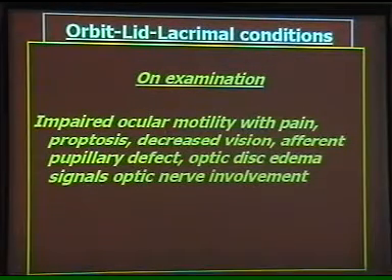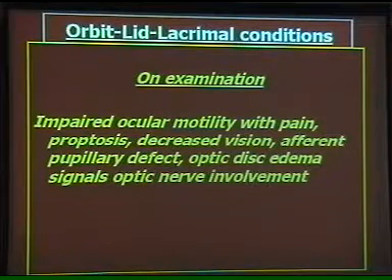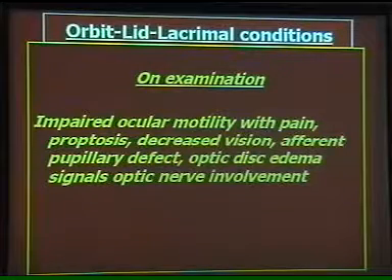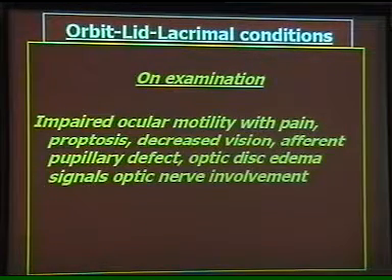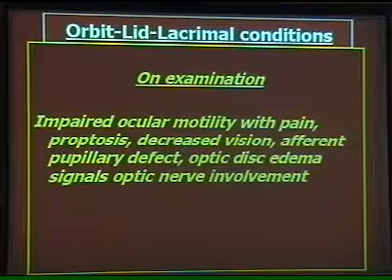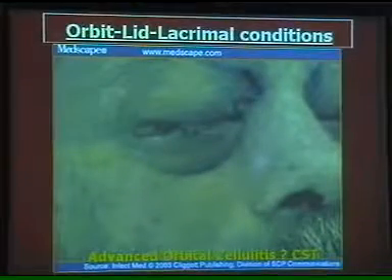Now in examination in orbital cellulitis, there could be impaired ocular motility. Now it's an important sign because that shows the involvement of the muscles. There could be pain, proptosis, as we have seen in the earlier picture, decreased vision, and in advanced cases, afferent pupillary defect, disc edema, and so on and so forth. But of course, at your level, it's important to diagnose preseptal and to differentiate it from the orbital cellulitis. Orbital cellulitis has to be referred as early as possible because it's one of the ocular emergency. Preseptal can be treated at your level and does not require too much of medication.